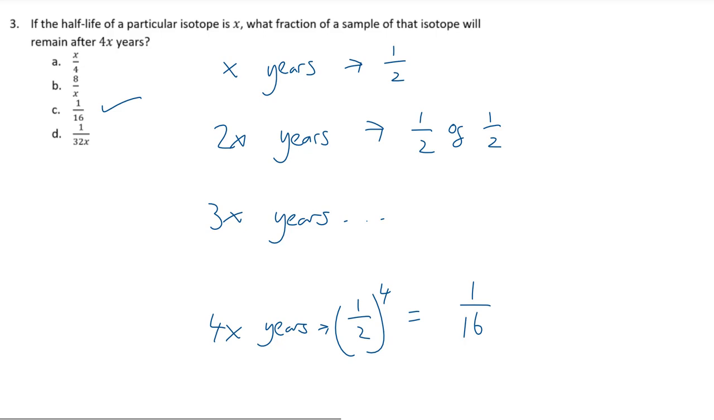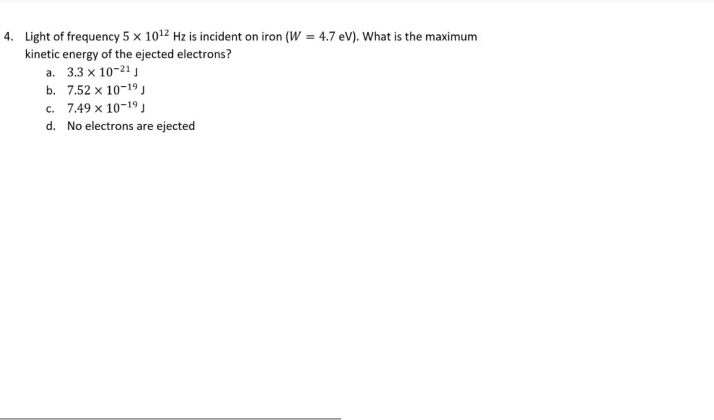Our final question is to do with the photoelectric effect. We are told that light of frequency 5 multiplied by 10 to the 12 Hz is incident upon iron, and we are also told that iron has a work function capital W of 4.7 electron volts. We are then asked, what is the minimum kinetic energy of the ejected electrons? Is it 3.3 multiplied by 10 to the minus 21 joules, 7.52 multiplied by 10 to the minus 19 joules, 7.49 multiplied by 10 to the minus 19 joules, or are no electrons ejected?